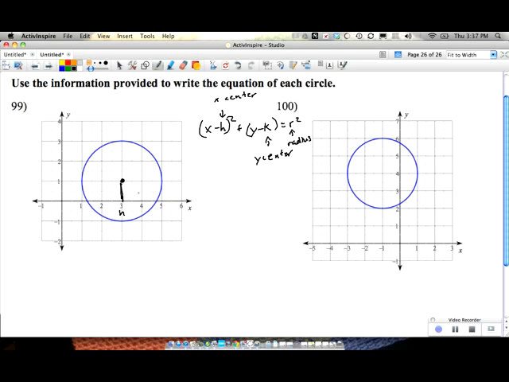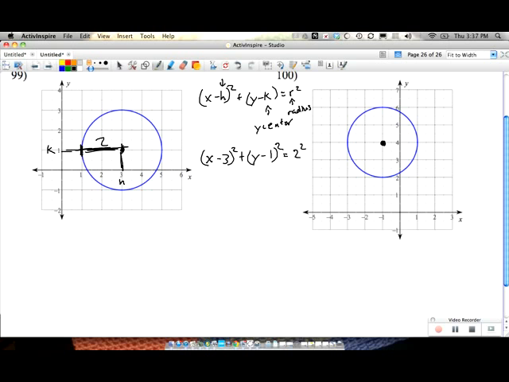The center looks like it's here. That means that my h is at negative 1, and my k is at 4. And my radius, again, is 2. So my x minus h squared plus y minus k squared equals r squared. Okay, so h is negative 1. So this first term is going to be x minus negative 1 squared plus, then the next term is going to be y minus 4 squared. And then the radius in this case is 2 again, so that's 2 squared.